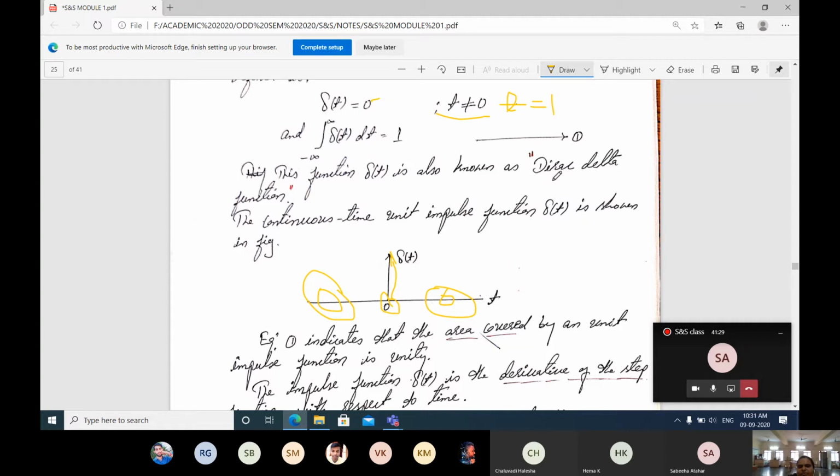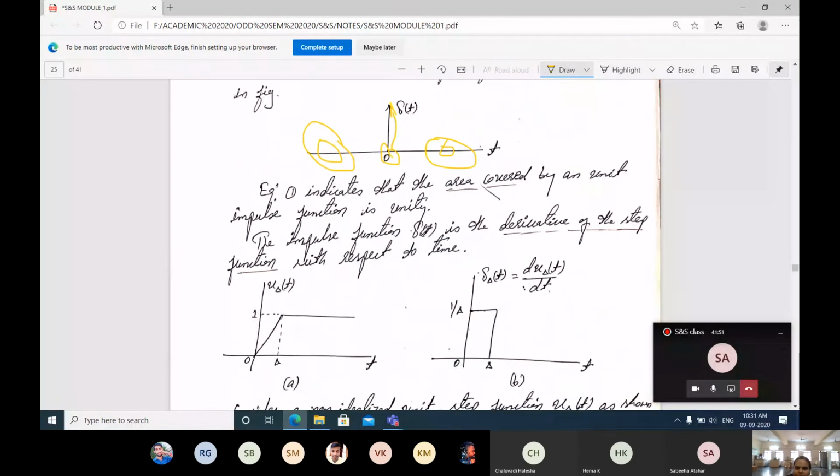Okay, only at the 0th position you will be getting your impulse. For that reason, the delta function is known as the Dirac delta function. Only at the 0th position it will be existing. For that reason, Dirac, D-I-R-A-C, Dirac delta function.